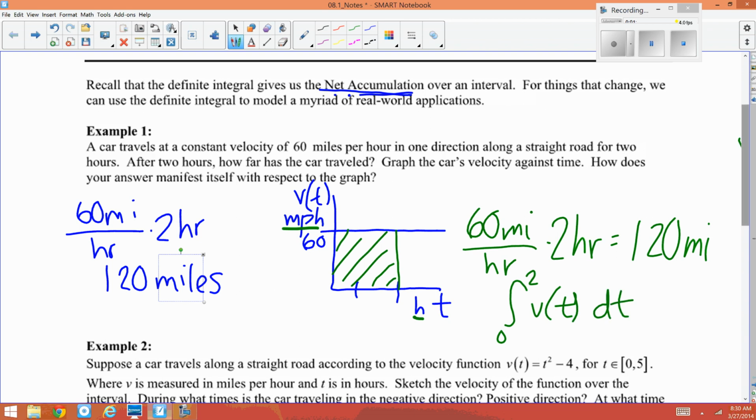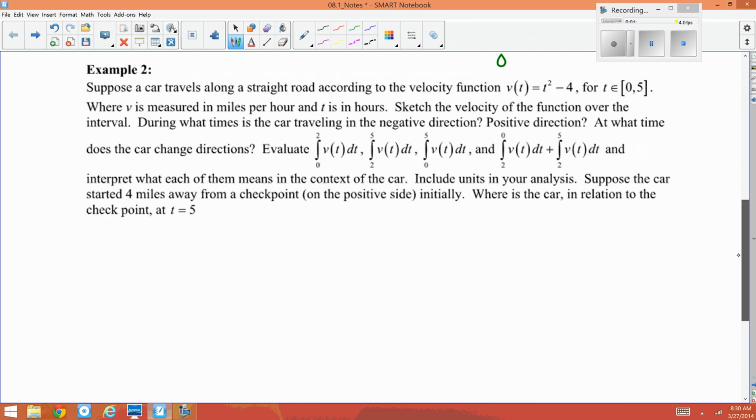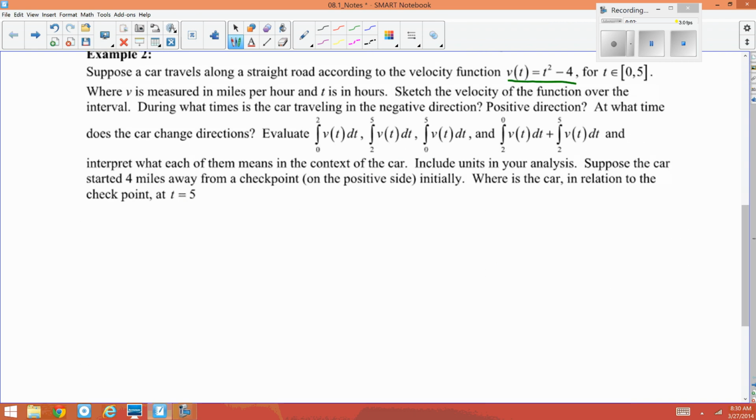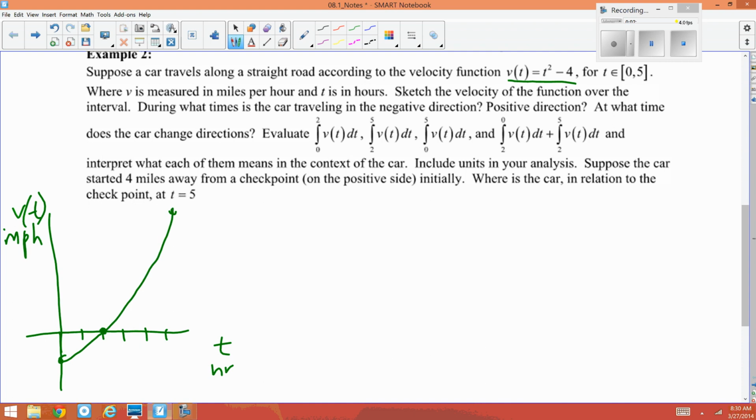Okay, so we're going to be looking at those kinds of things. This one's a little more interesting. Now the velocity is given by this function. So we're going to sketch it first. So we have velocity, we have time, and this is in hours, this is in miles per hour again. It's not necessarily going to be drawn to scale, but I do know that at 0, it would be at -4. At 2, it's going to be crossing, and at 5, it's going to be pretty fast, pretty high up there. Okay, so now we have this.